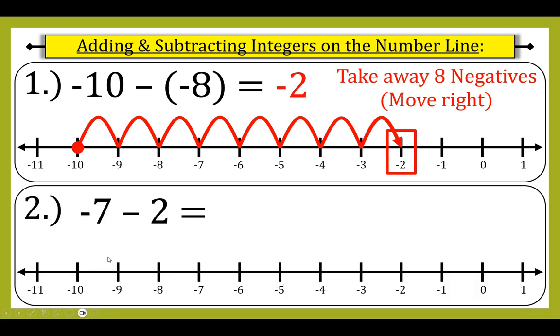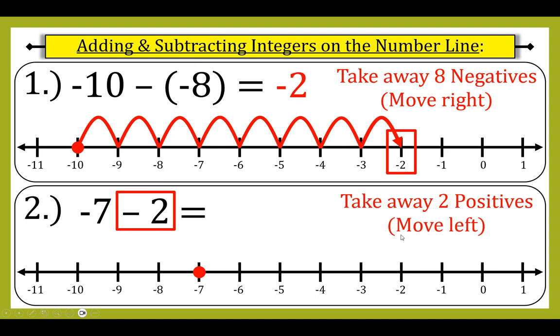Okay, let's look at a second example. Here I have -7 minus +2. So again, this is subtracting a +2. I'm going to locate -7 on the number line with a dot. So here I'm at -7, and I'm going to look at what it's telling me. It's saying minus a +2. If I'm taking away 2 positives, that means I am moving to the left. So from this value, I'm going to go 1, 2, and I stop at -9. Therefore, that tells me -7 minus 2 is equal to -9.